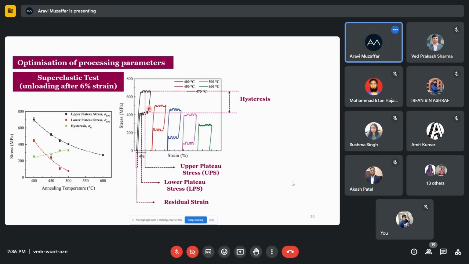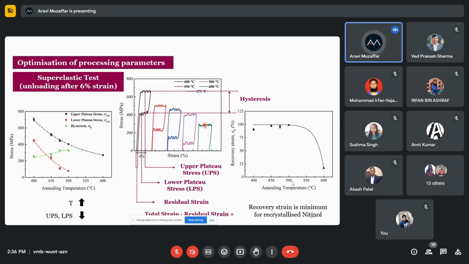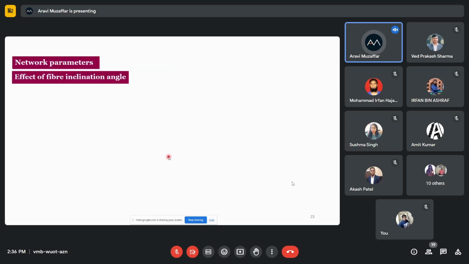We see that with the increase in the annealing temperature, the upper plateau stress as well as the lower plateau stress decreases, as is shown here. And whenever we are increasing the annealing temperature, the recovery strain is also decreased. For this particular material, whenever it is in the completely recrystallized state, we see very negligible recovery taking place, as is seen here also. However, for all the other cases, we see good recovery taking place whenever we are unloading it.